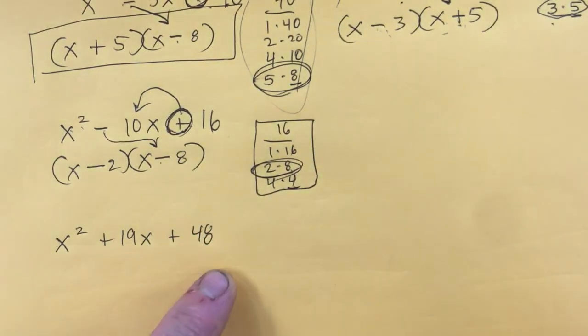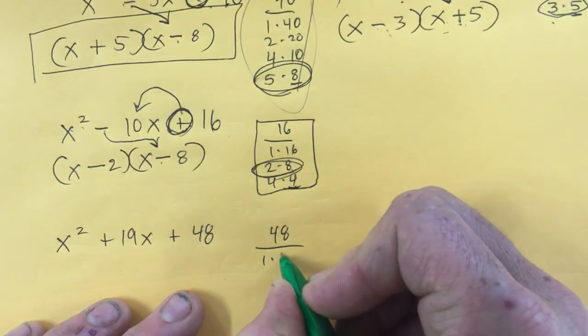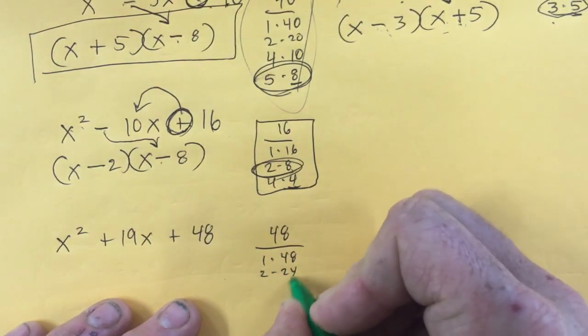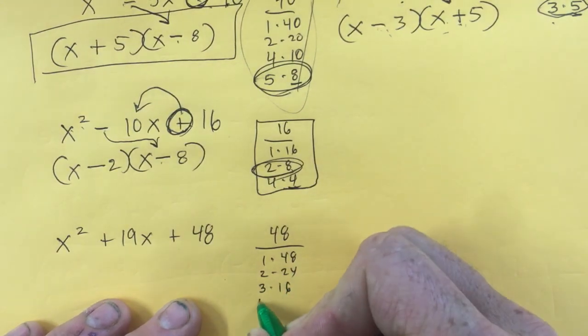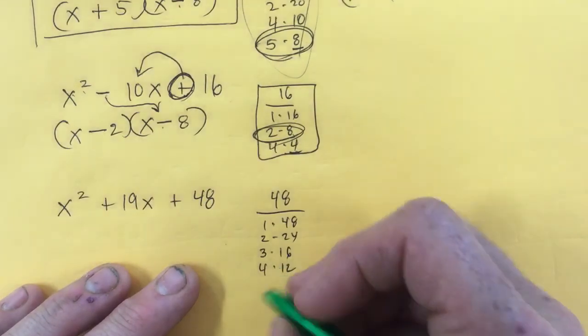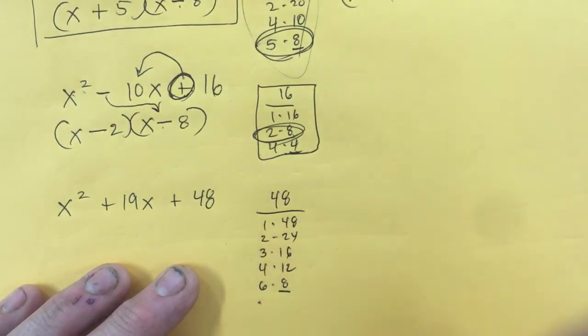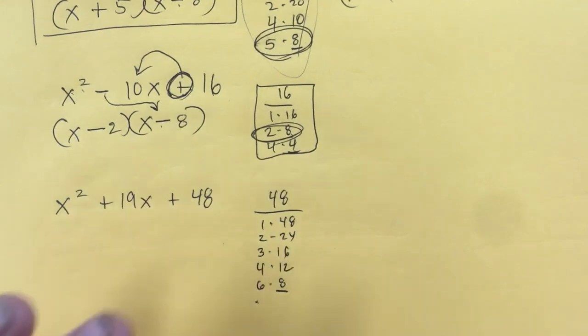Here's another one. Okay, what about this one? Well, 48 is my last number, so I'm going to break it down. 48 divided by 1 is 48. 48 divided by 2 is 24. 48 divided by 3 is 16. 48 divided by 4 is 12. 48 divided by 5 is a decimal, so I skip it. 48 divided by 6 is 8. 48 divided by 7 is a decimal, and then 8's over there. So that tells me I've got them all.